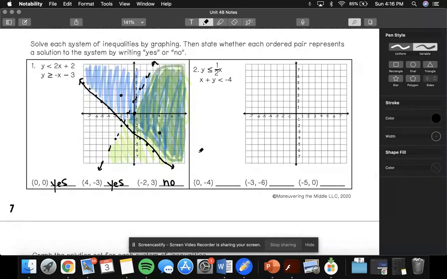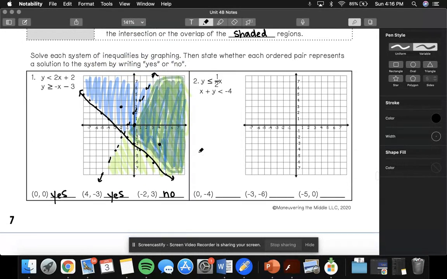Now I'm going to show you another way of doing this, more of a visual way, a quicker way. Instead of using 2 different colors, you could also do it this way. So again, I'm just going to graph it the way I know how to graph it. y is less than or equal to 1/2 x. So I start at 0 and go up 1 over 2.